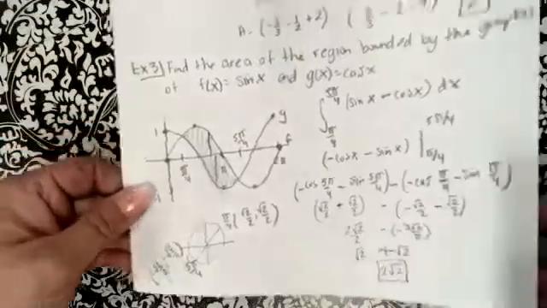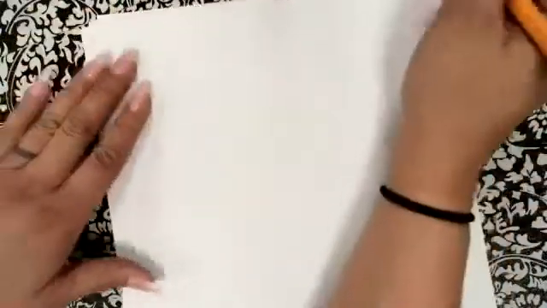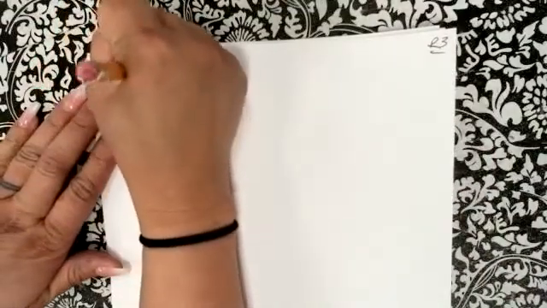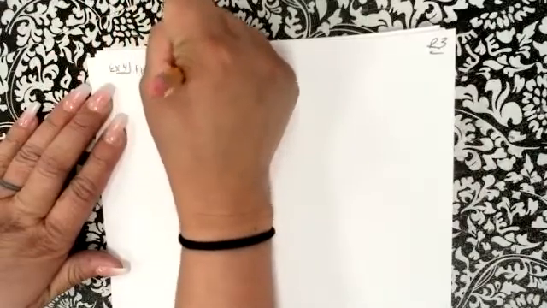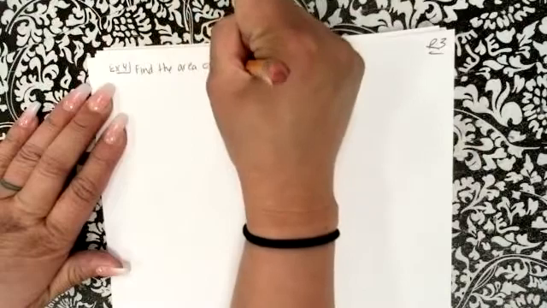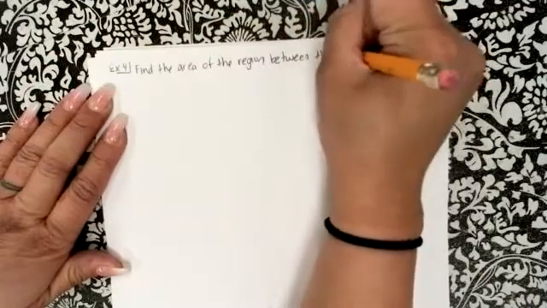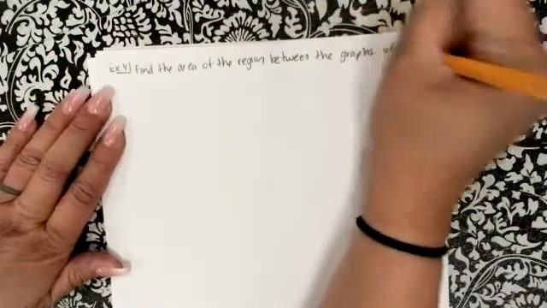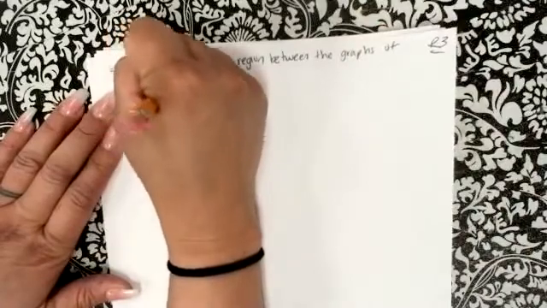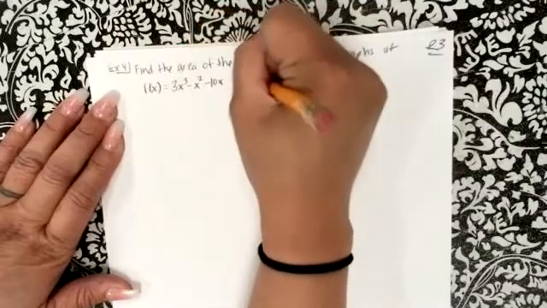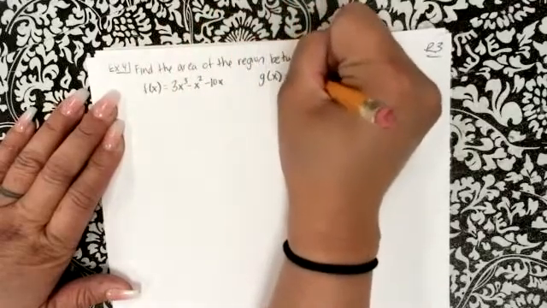Now, what happens if our area shifts? So in this next example, we're going to find the area of the region between the graphs of f of x equals 3x cubed minus x squared minus 10x and g of x equals negative x squared plus 2x.